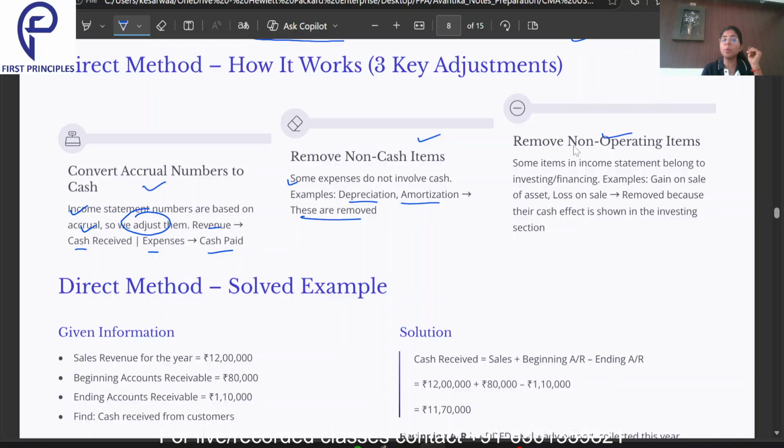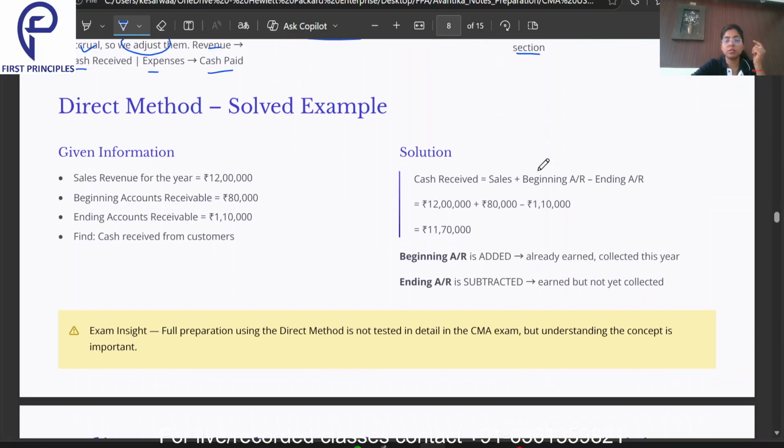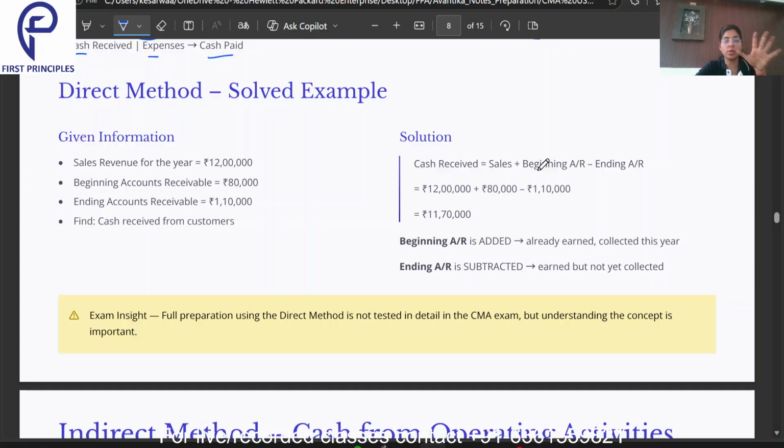Expenses like depreciation and amortization are to be removed. Then remove non-operating items. What are non-operating items? Examples: gain on sale of asset, loss on sale. They are removed because their cash effect is shown in the investing section. Now, coming to the direct method, there is one solved example. Let's have a look at it.